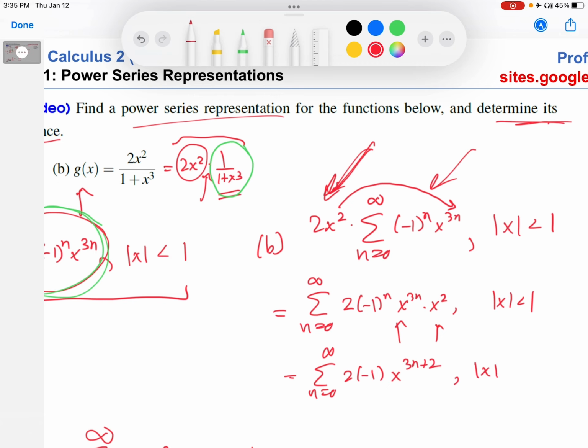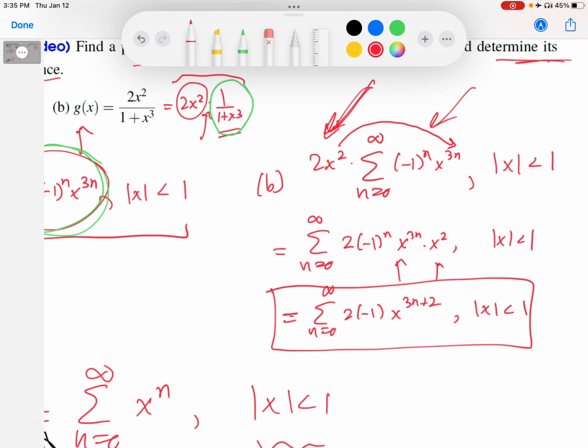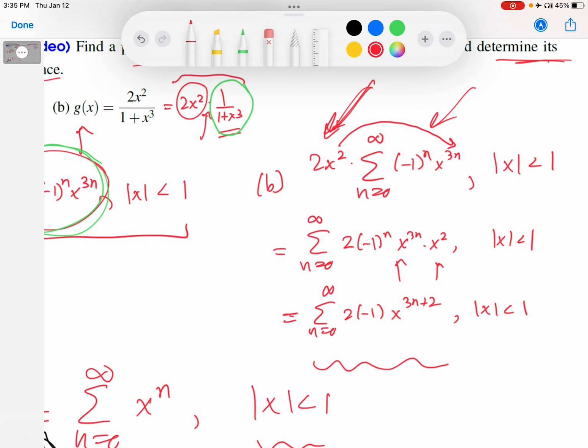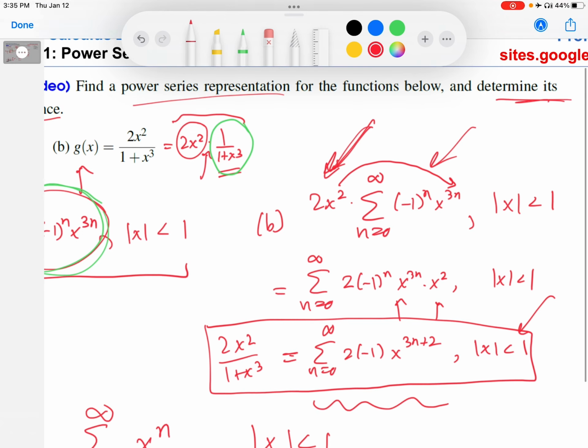You can see now that this is a cleaner way of expressing the power series, and it also gives us all the information that we were asked for and that we need. This is the power series that is equal to the function 2x squared over 1 plus x cubed. There we go. And we know its interval of convergence. Notice that the interval of convergence did not change. So let's talk about that real quick.